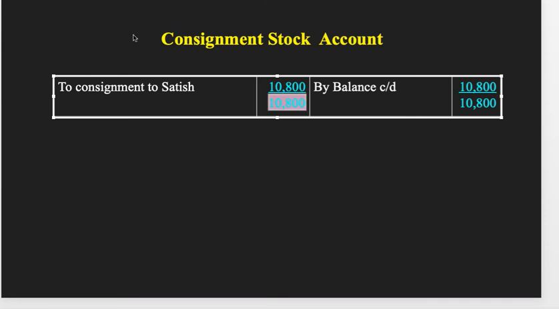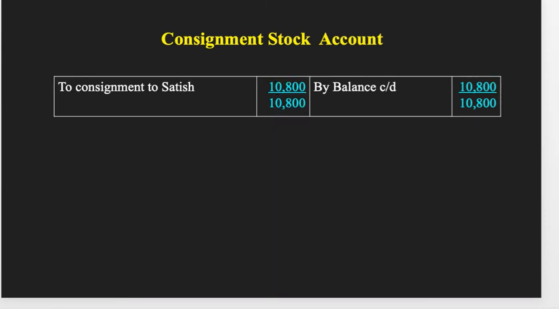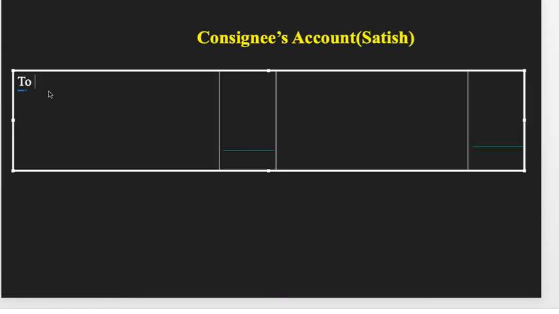After this we have to prepare the last account, which is the consignee's account, I mean to say Satish account, that we have to prepare now. So first we are going to write down to consignment to Satish. Here it is the sale proceeds, and the sale proceeds amount was how much? He was selling it for 20,000.